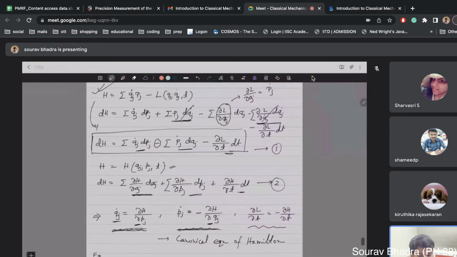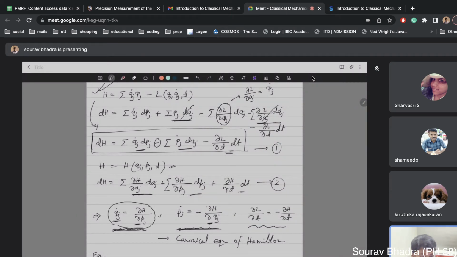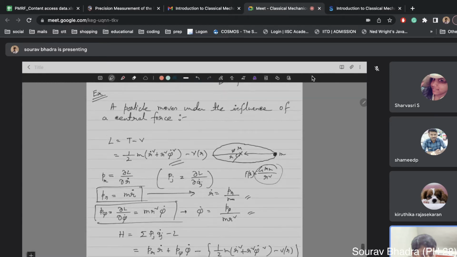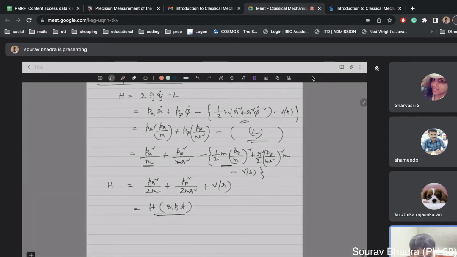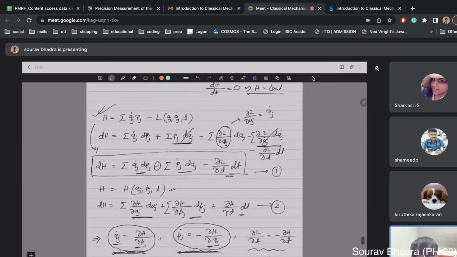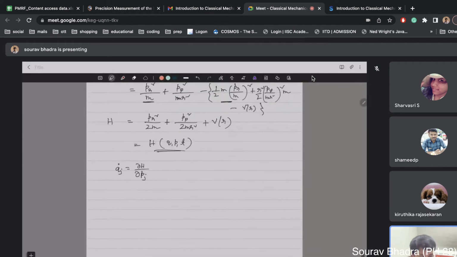Here what I have shown you is that qj dot can be written using the Hamiltonian, and pj dot can be written using the Hamiltonian. So that we will do. So what was that? Qj dot equals del H del pj, right? Am I right? Qj dot equals del H del pj. Yes.